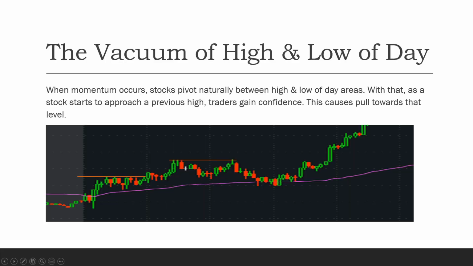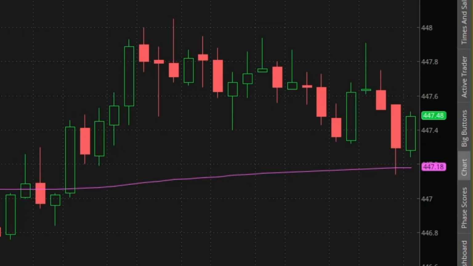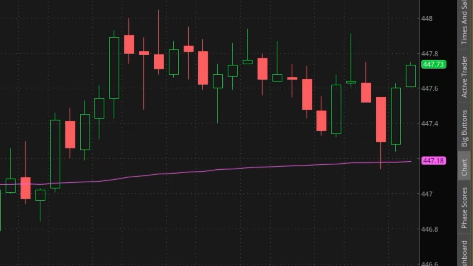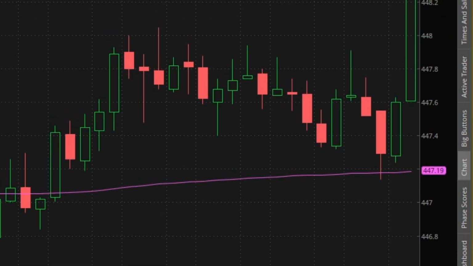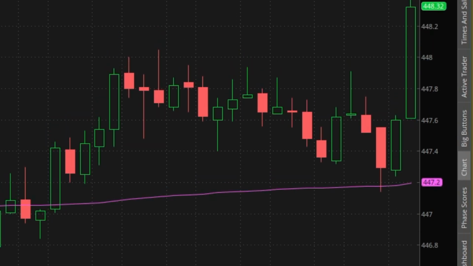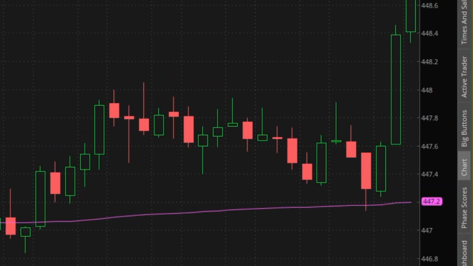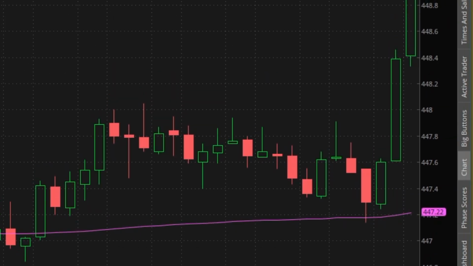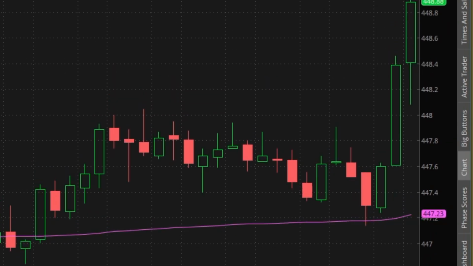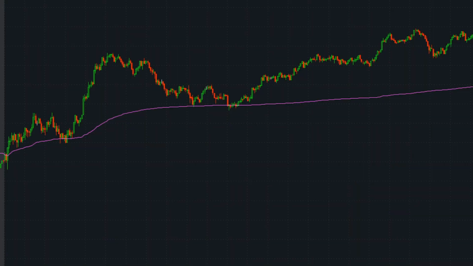With all of that said, this brings me to the next part of the class, which is the vacuum of highs and lows of the day. What I'm trying to say here is, when momentum occurs, stocks naturally pivot between high and low of the day areas. As a stock starts to approach those levels, traders gain confidence or lose it, depending on if it's long or short, and this causes a pull towards these high and low of the day areas. And this correlates with what I was just saying.